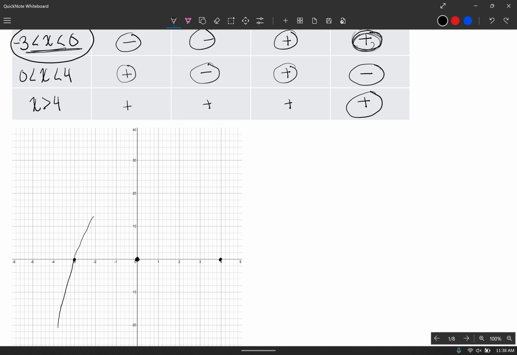Then that's going to come up here, and at some point, I don't know where at this point, it's going to curve. It's going to come back down, and it's going to touch 0, and then between 0 and 4, my y values are negative, so they will go below the x-axis.